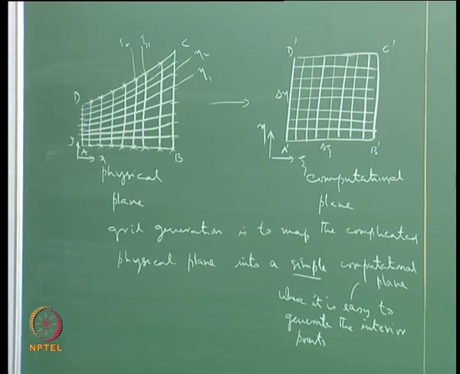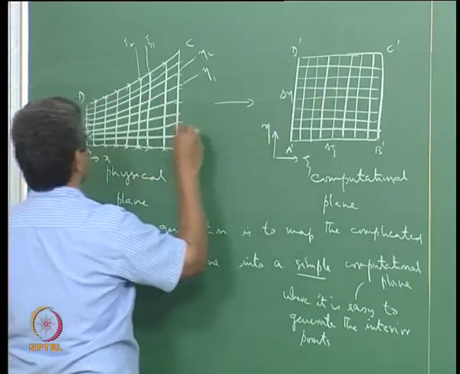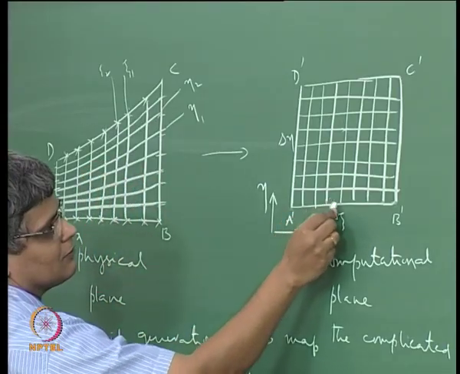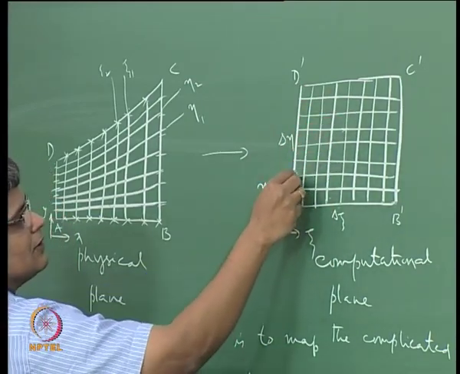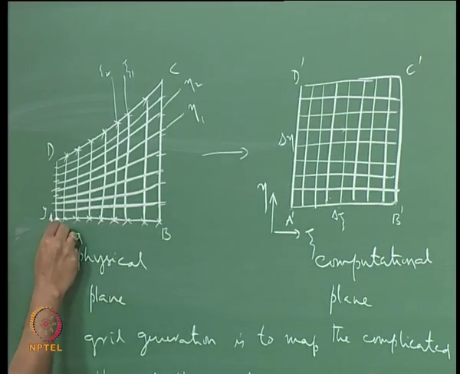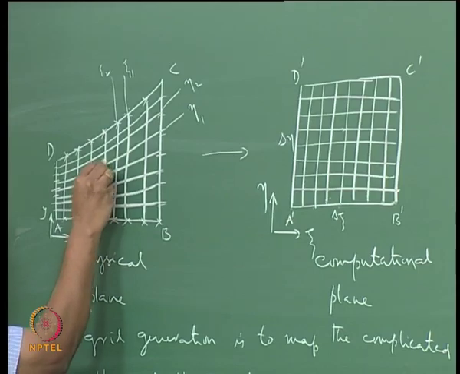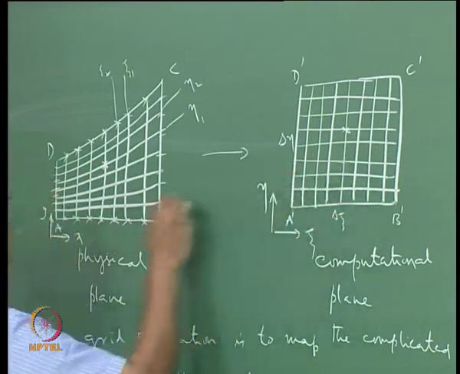So in this way we can map an interior point here with a corresponding interior point here. This is 1, 2, 3, 4, 5, and from there 1, 2, 3, 4, 5, 6. So this point is mapped with this point, and then this point is therefore mapped with this point.